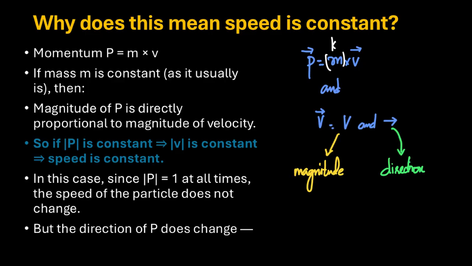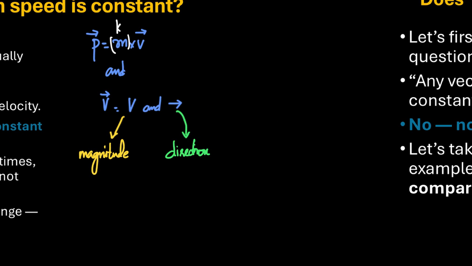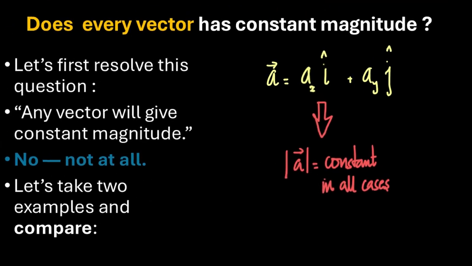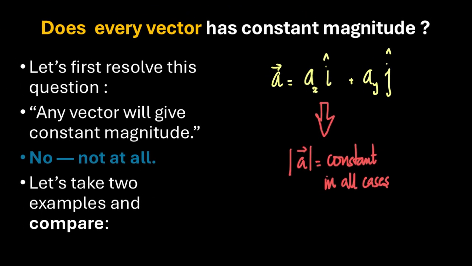Okay. So in this case, since the magnitude of p is 1 at all times, the speed of the particle does not change, but the direction of the particle does change. Another question that you might have in your mind: doesn't every vector have a constant magnitude, because a vector would have magnitude and direction as well, and that magnitude will always be a constant? Well, actually, no. Why? Let's see that.